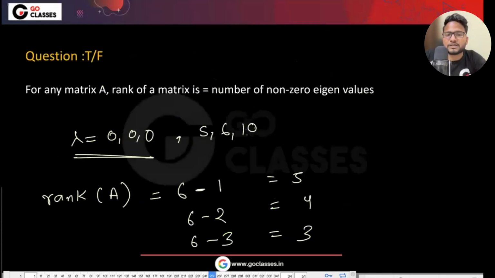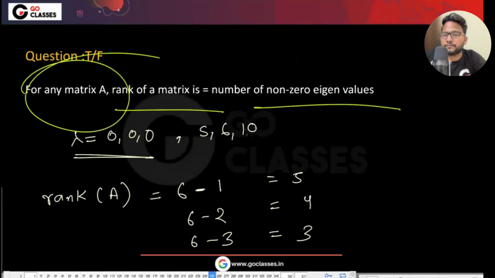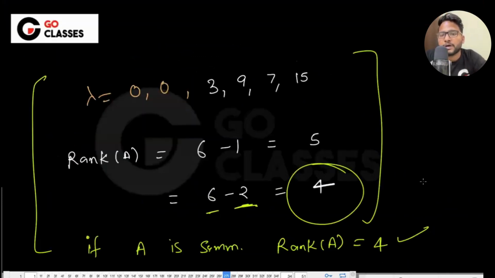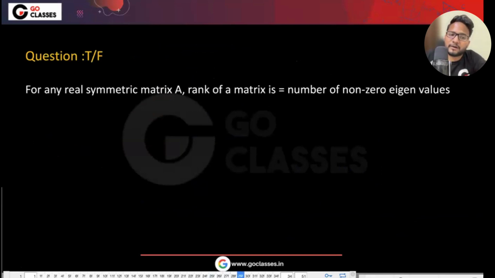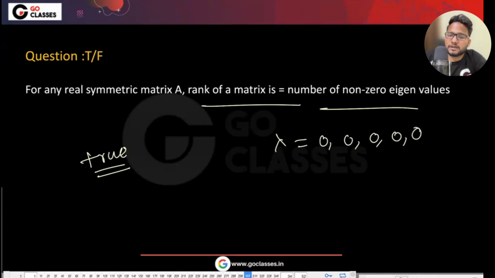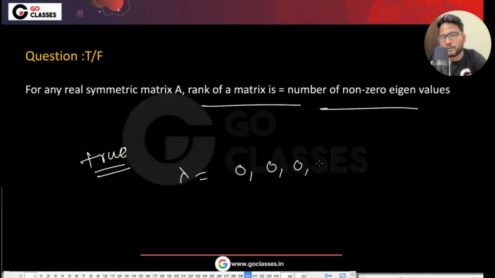So basically, if someone asks me this question, that the rank of a matrix is the number of non-zero eigenvalues for any matrix A, then this is false. But if someone asks me, for any real symmetric matrix, is the rank of a matrix the number of non-zero eigenvalues, then in that case it will be true. Because if it is repeating, let's suppose lambda is repeating 5 times or 10 times, it doesn't really matter. See, let me just tell you how many total lambda could be there. Obviously, it has to be a square matrix. So n total lambda could be there, right? N total lambda.